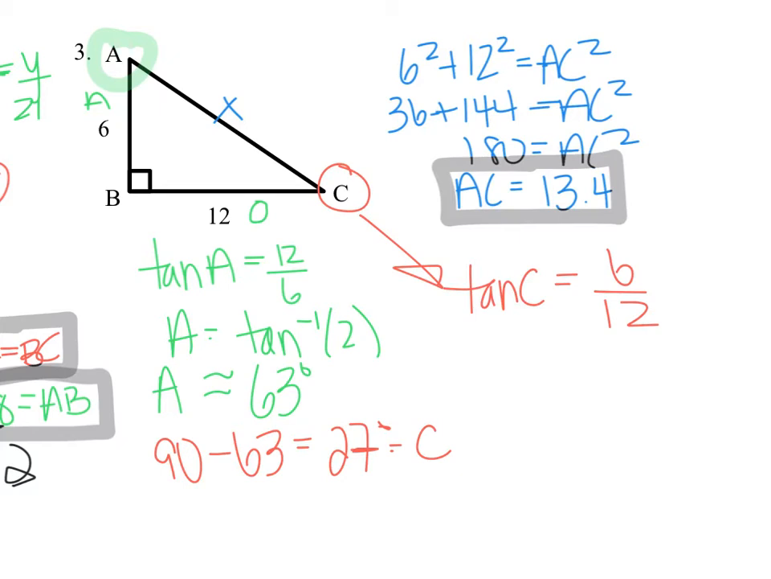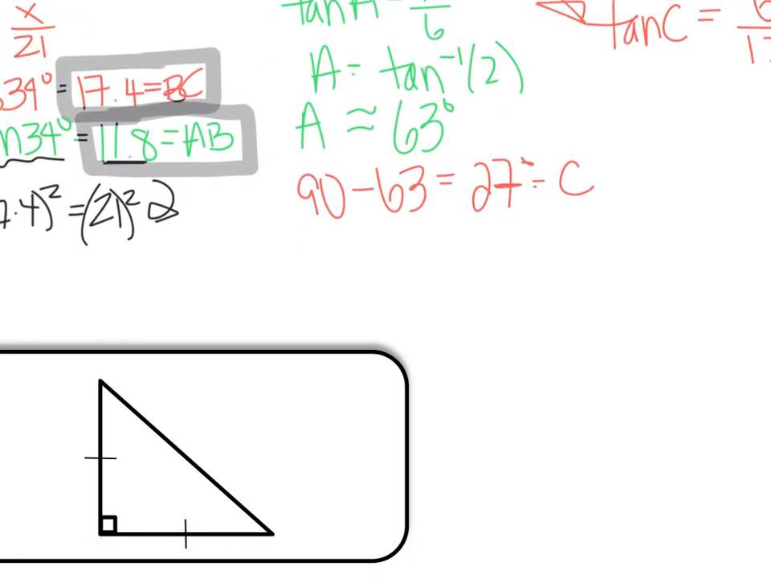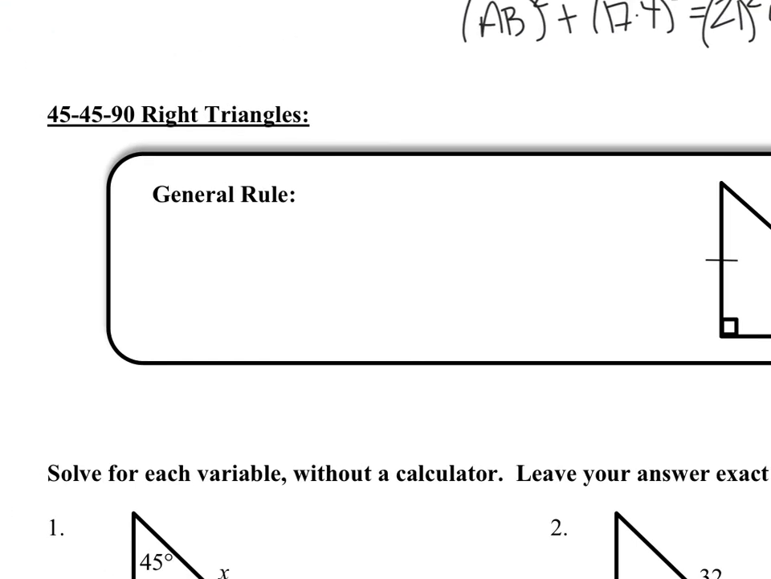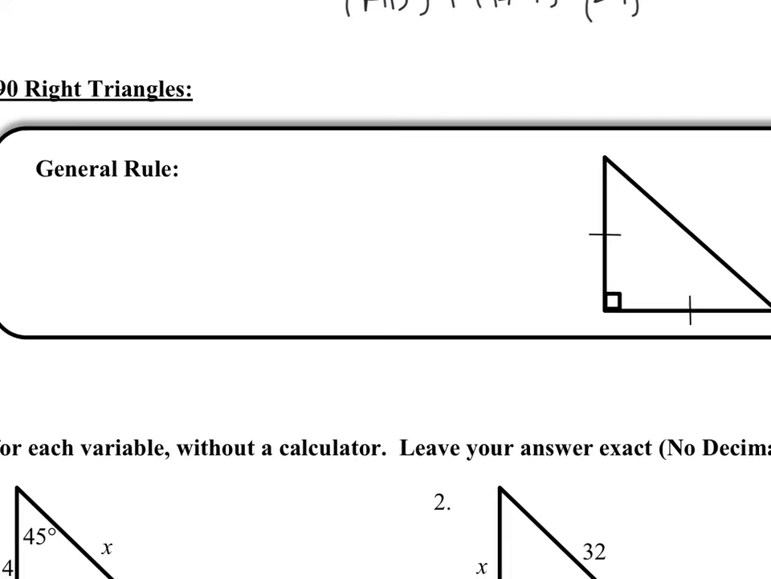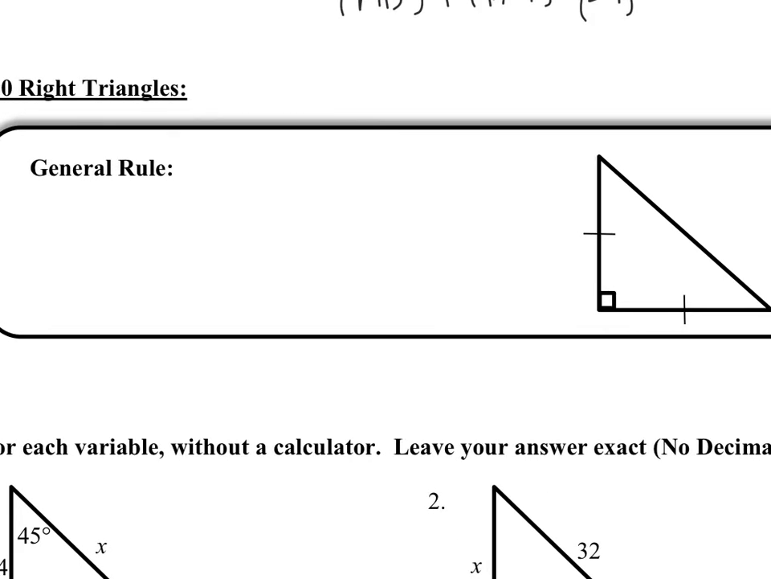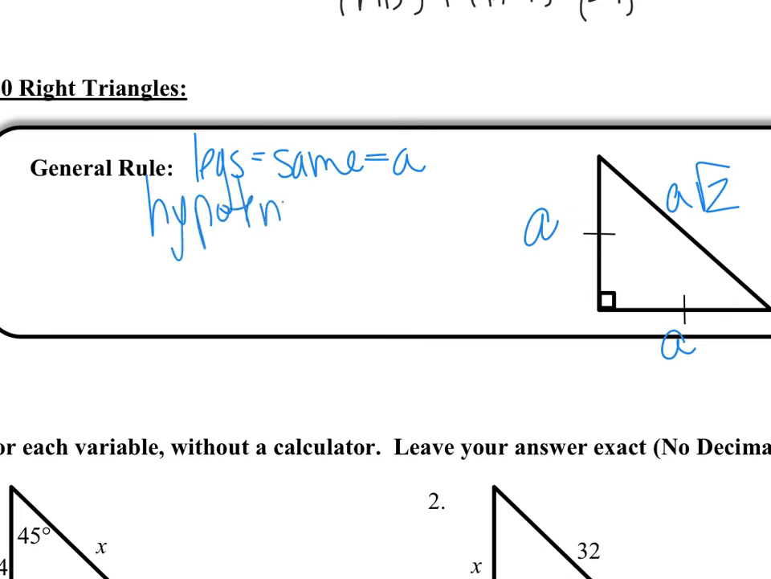All right. Moving on. We're now going to talk about special right triangles. Hopefully you remember these from geometry. We're first going to start off with a 45, 45, 90. So this is the general rule: the legs are the same, and then the hypotenuse is the leg multiplied by root 2.